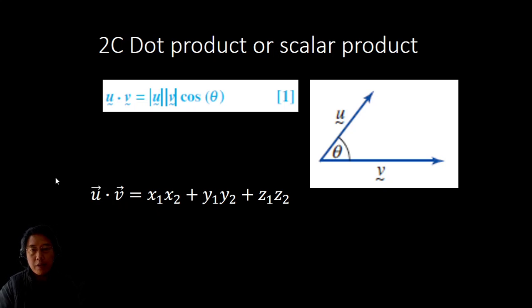Hi, Year 12. Chapter 2, we continue with vectors. 2C will be today about the dot product or the scalar product. That shouldn't be anything new.